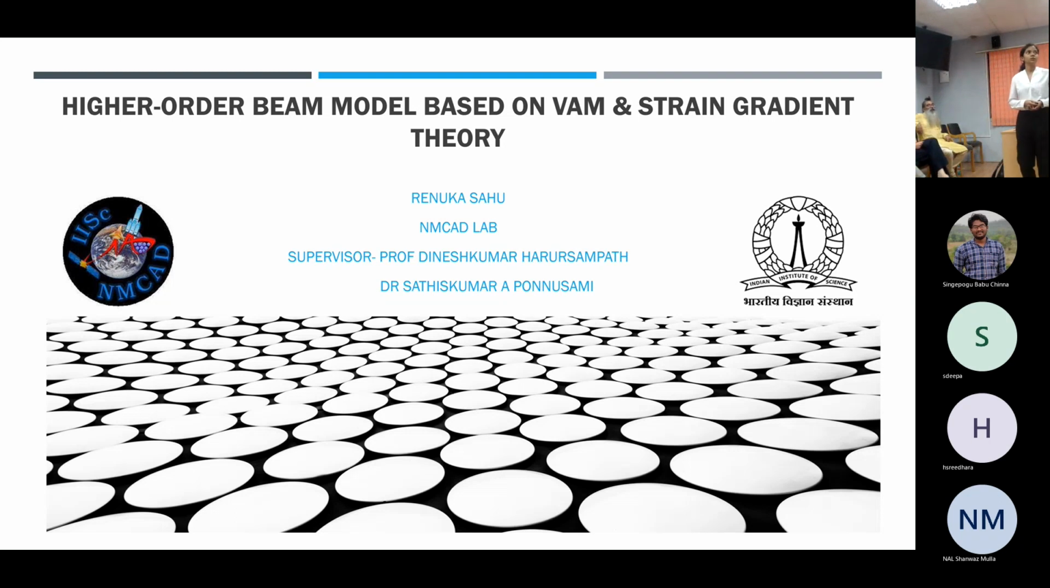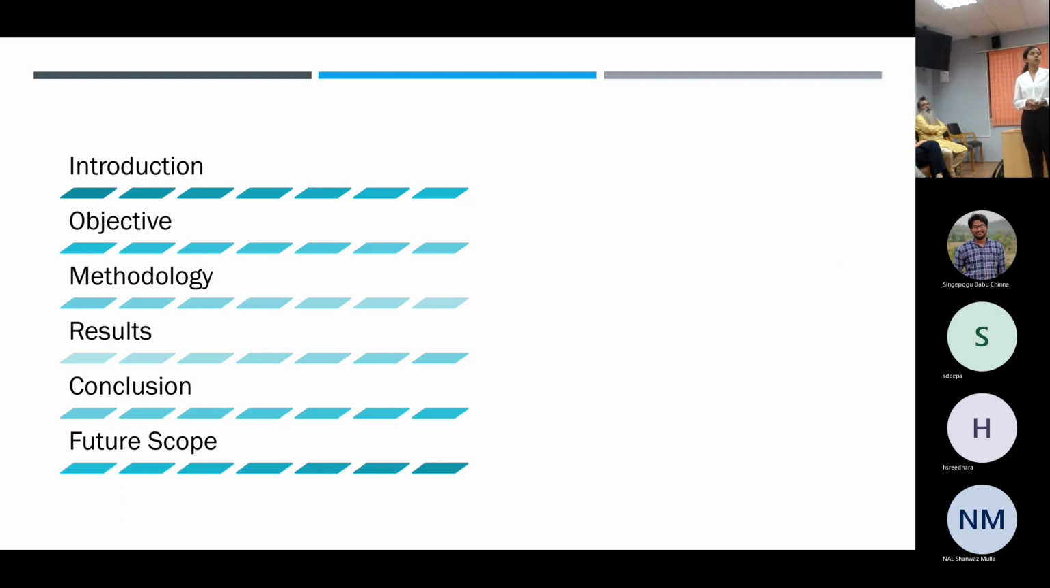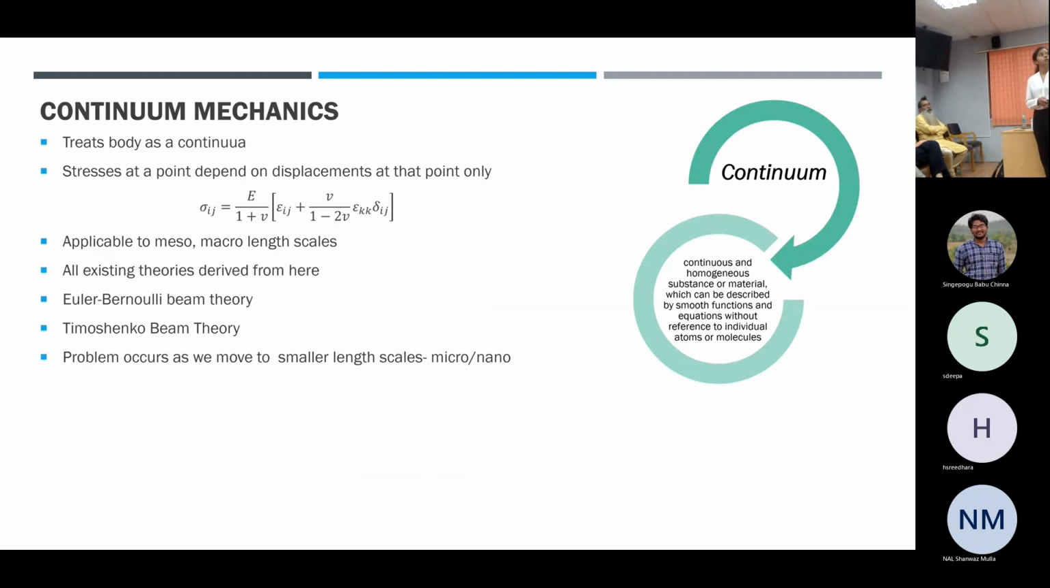So I will be talking about the combination of the variational asymptotic method and the strain gradient theory, which is a modified approach to the classical continuum theories which we use. So moving on, I would start off with a basic introduction, then define my objective and the methodology which I'm using, and some preliminary results, giving you the conclusion and the future scope.